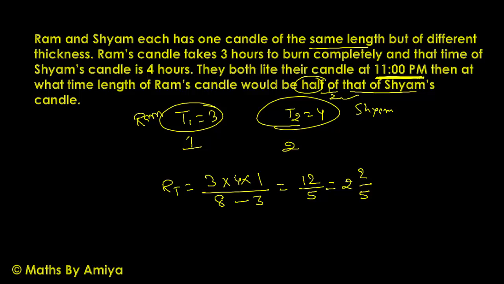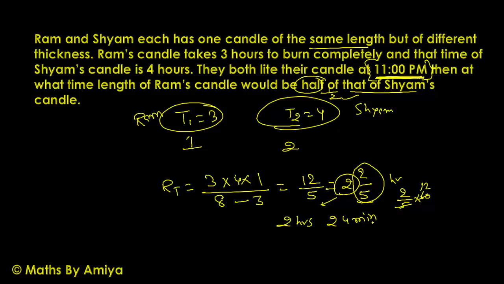This becomes a mixed fraction, so we can say 2 is 2 hours. And what is the meaning of 2 by 5? The answer is in hours, so 2 by 5 multiplied by 60 is 24. So 2 hours 24 minutes. We burned the candle at 11 p.m., and 2 hours 24 minutes after 11 is 1:24, which was p.m. so this becomes a.m. So at 1:24 a.m. we will get our required condition.